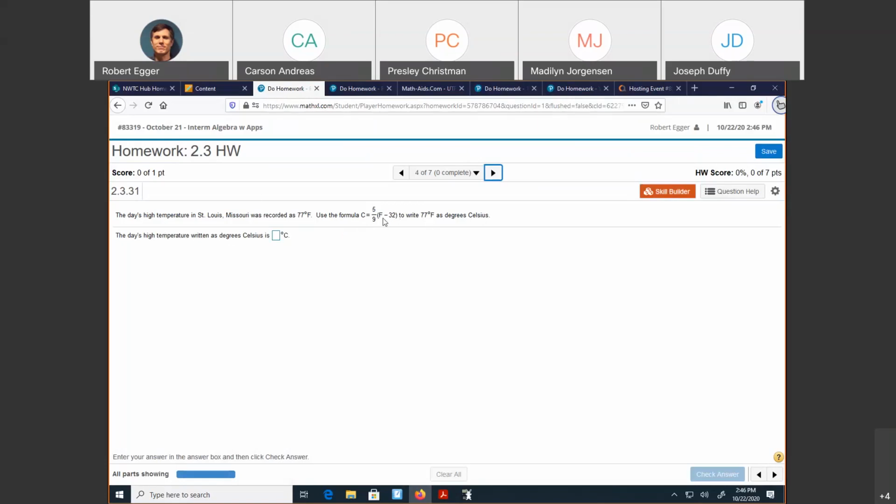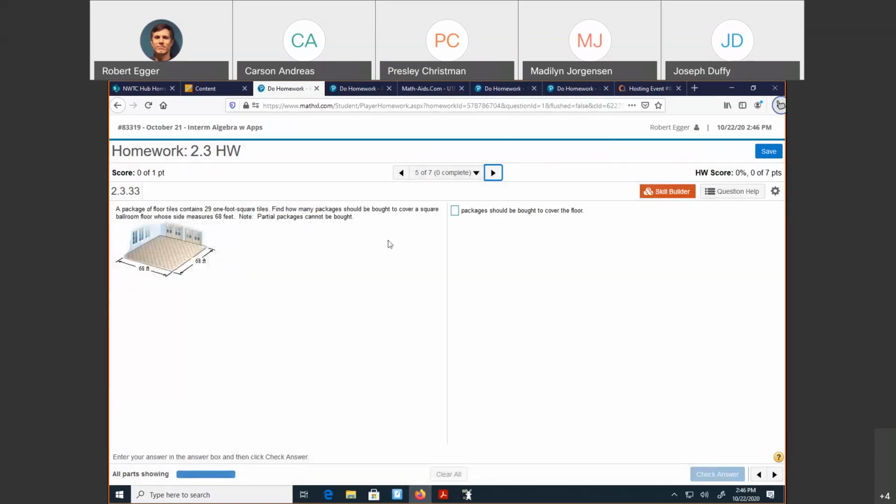Given the formula, just plug the 77 in and calculate C. That should be no problem. In fact, that's over easy. Got the area.